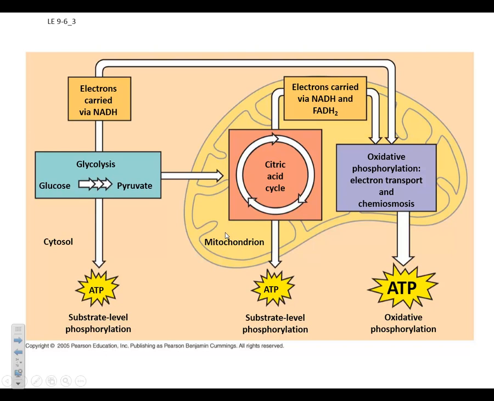Glycolysis. Can we break down that word? Glyco means glucose or sugar or something like that. Lysis, what does that mean? To break. So breaking sugar, taking sugar and breaking it in half. So that's step 1, a little ATP. Step 2, citric acid cycle, a little ATP. Step 3, electron transport and ATP synthase, lots of ATP. Okay? Got it? Questions?